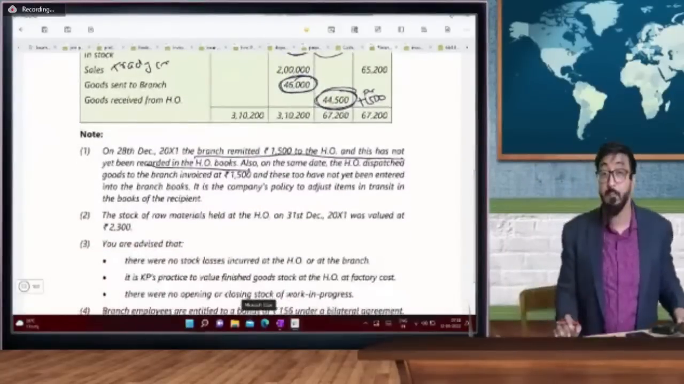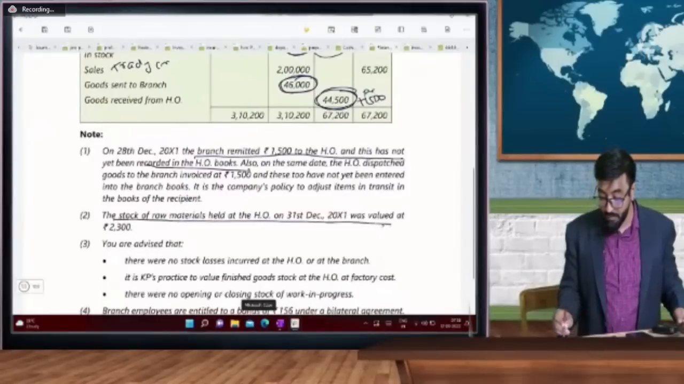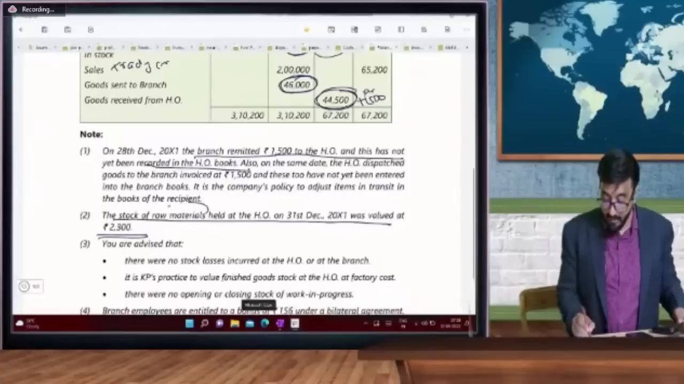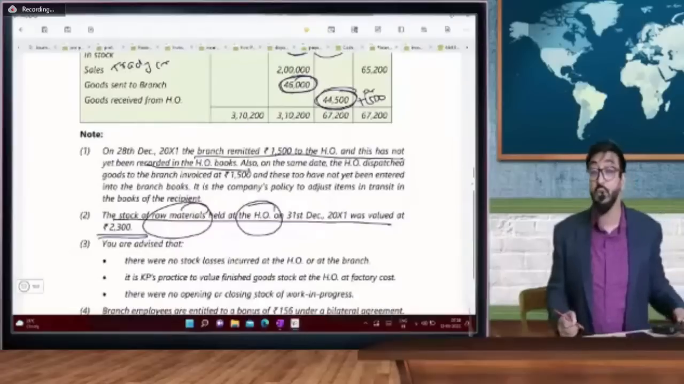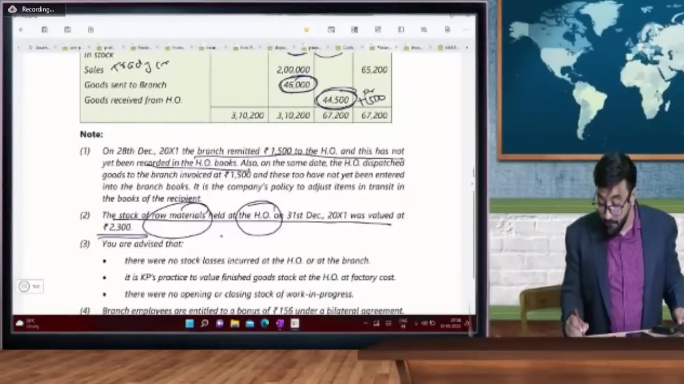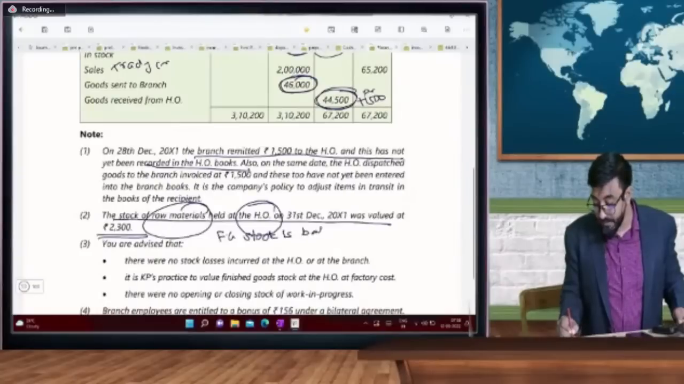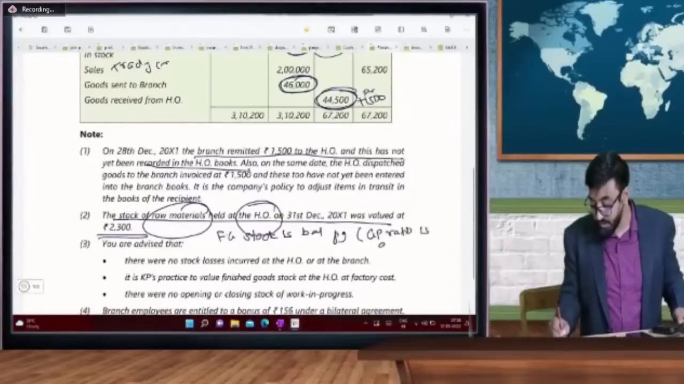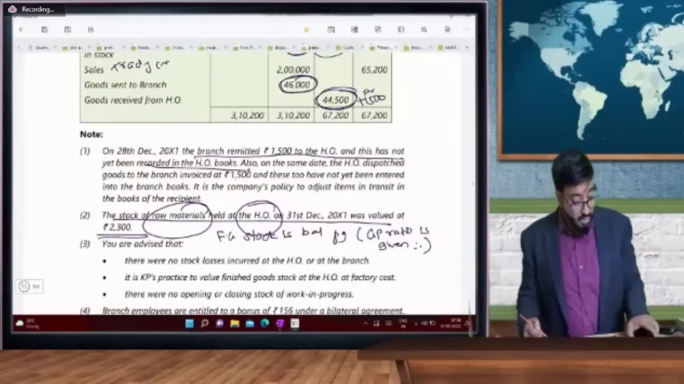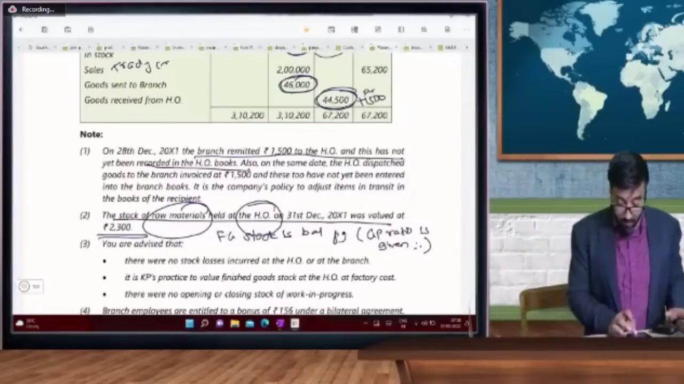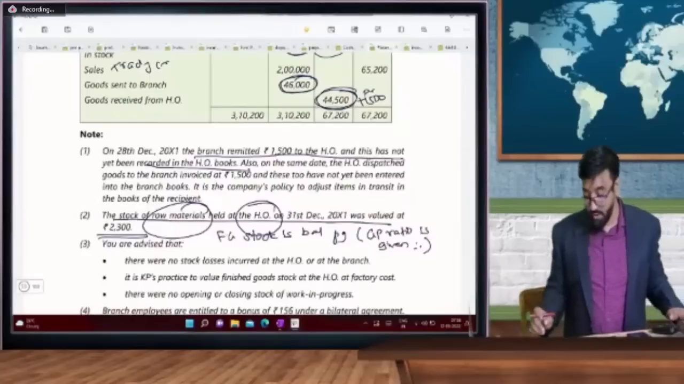Which part? Yes, beta. We have done with reconciliation part, and the stock of the raw material is valued at 2,300. So this is raw material of HO. The branch does not have any raw material. And see, finished goods stock is balancing figure. Why? GP ratio is given in the question.